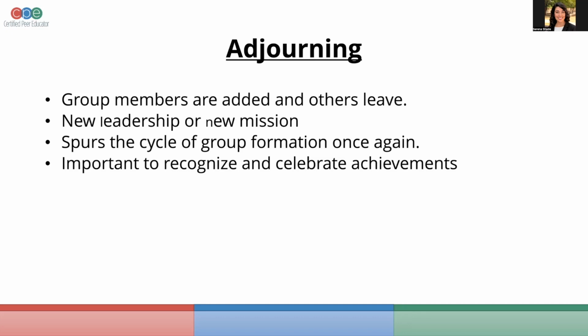Useful tools for the adjourning stage include holding an end of the year celebration or officially transferring over your duties. And we do peer ed celebrations in December and in May.